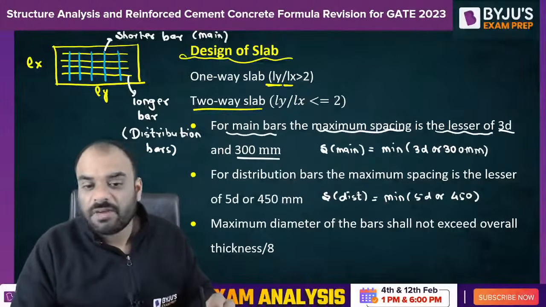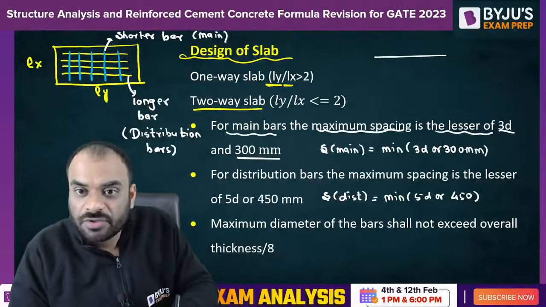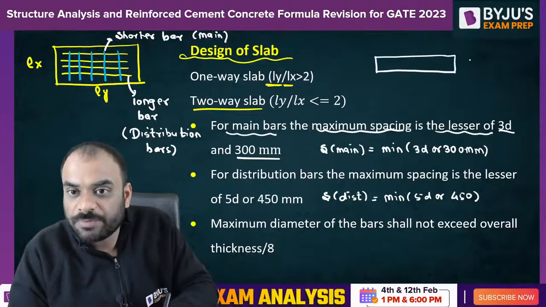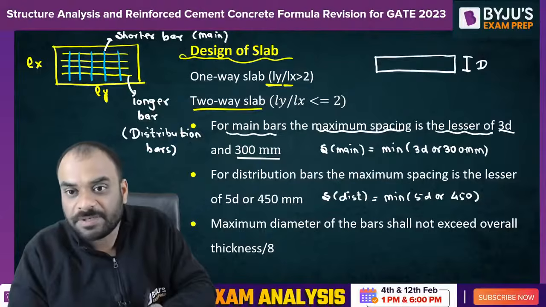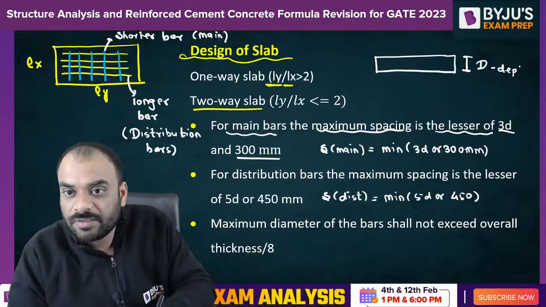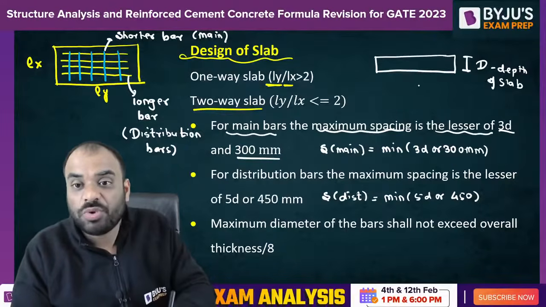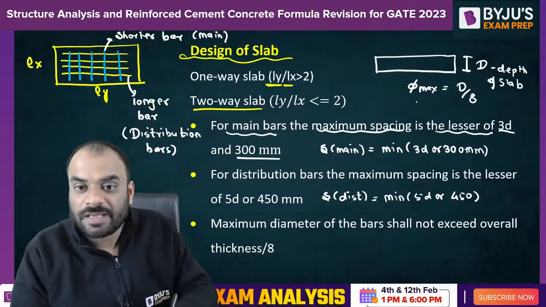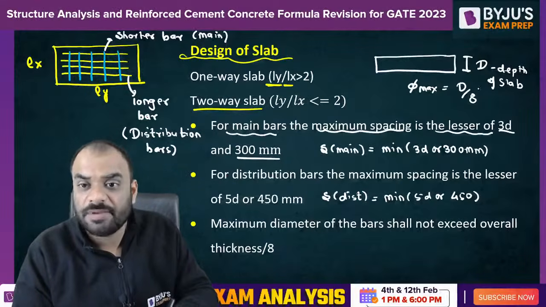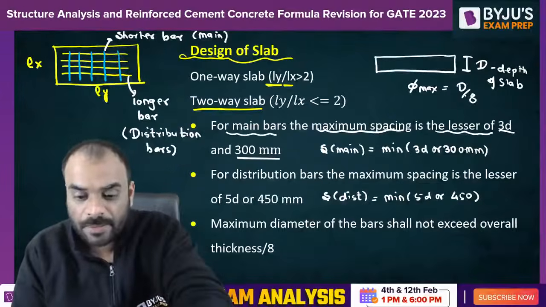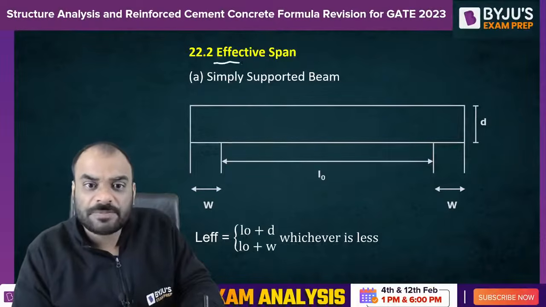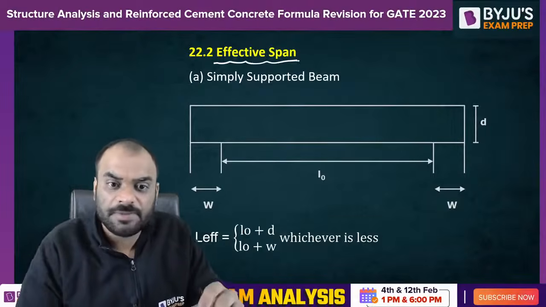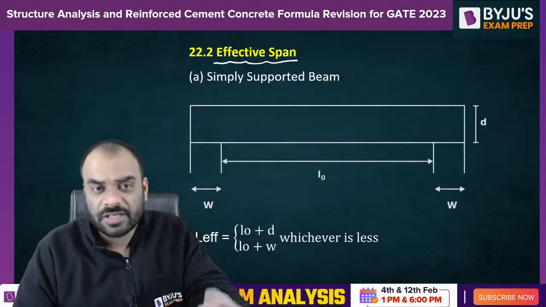Next one, the maximum dia which can be allowed in case of slab. Let us consider this is our slab and this is our depth of slab, which is capital D. The maximum dia of the bar which we can use inside the slab is equal to D by 8. Clear? Okay. Next, effective span. How to calculate the effective span in case of simply supported beam, in case of cantilever, in case of continuous?